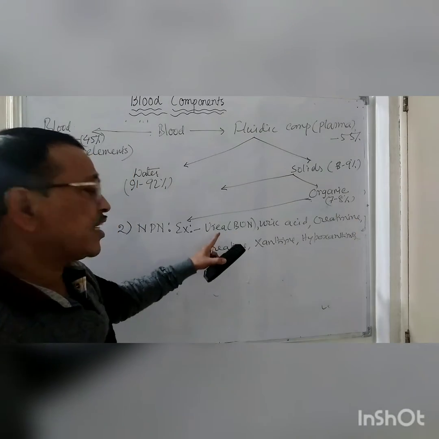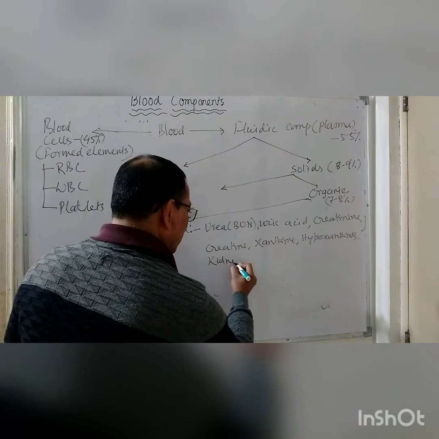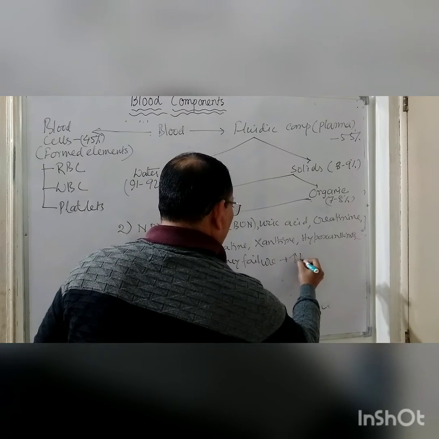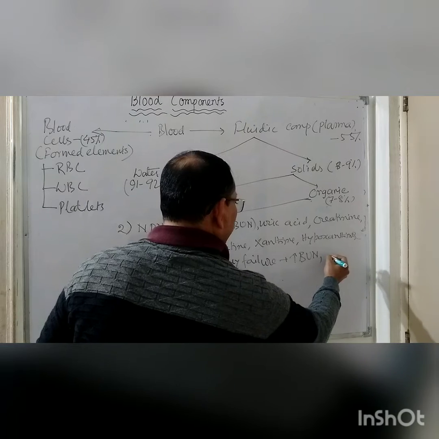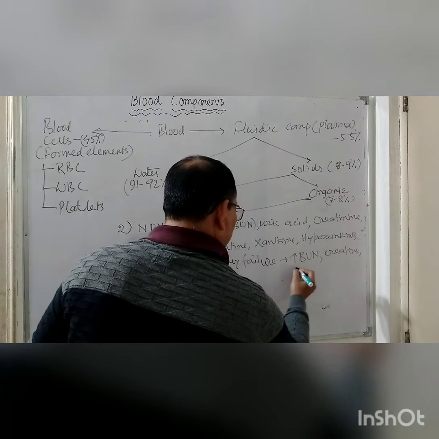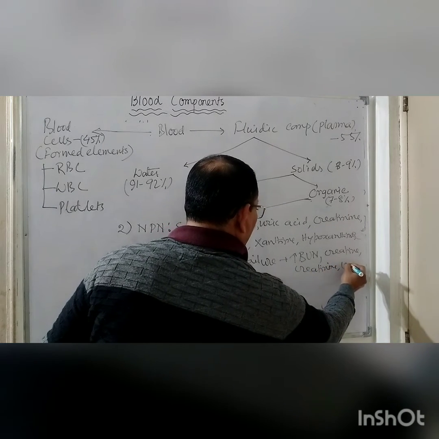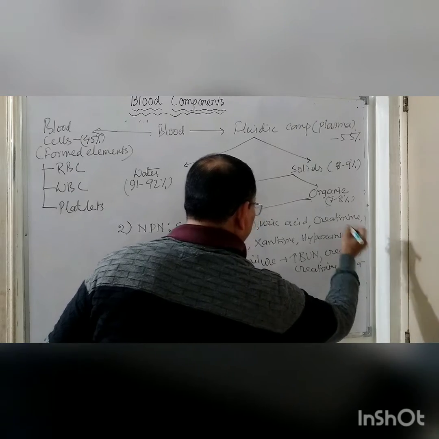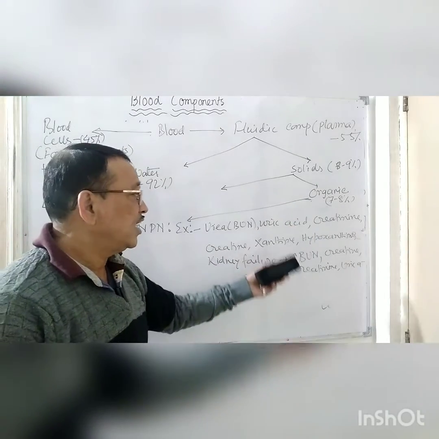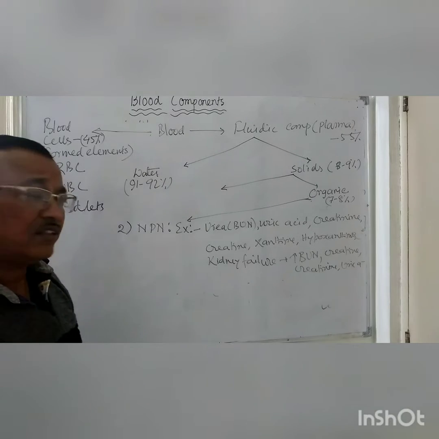For example, in case of kidney failure, what happens? There is an increased concentration of BUN and increased concentration of creatinine, and also to a certain extent uric acid. So in case of kidney failure, these substances are increased. So by measuring these constituents, we can know about the status of the kidney.